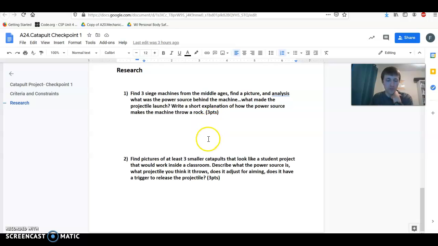not necessarily a rock. The last one, you're going to do the same thing, but now you're looking for student-built projects, so other projects that people somewhere else in a different school have done that you can draw inspiration from. So what is the power source? Does it adjust for aiming? Does it have a trigger? Obviously, you might not find a catapult that fits exactly the criteria we're using, but any kind of catapult that a student made could have things you could borrow, even if the catapult itself might be very different from what we're making. So it's fine if these aren't exactly to our specifications, so long as you can draw something away from what they're doing and it's helpful to you.